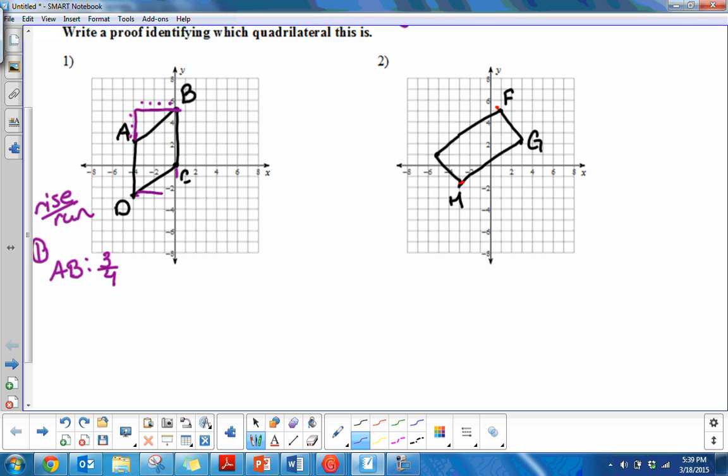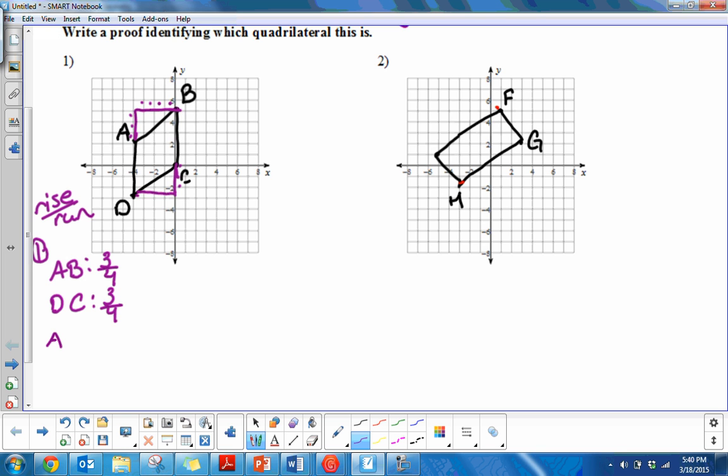Now we want to go down to DC. I like to go down here and just check and make sure it's right. It's the same slope, so that's what we're hoping for. So is that true? We still got 1, 2, 3. Yep, we got 3 over 1, 2, 3, 4. Perfect. So 3 over 4. We have 2 slopes.